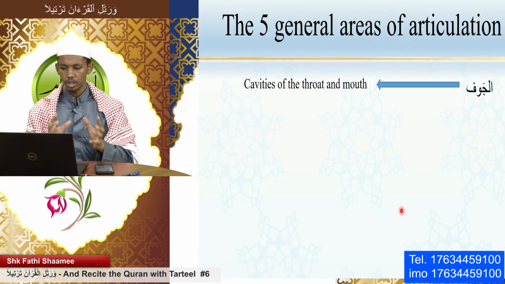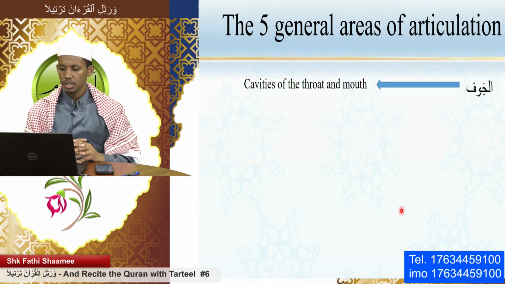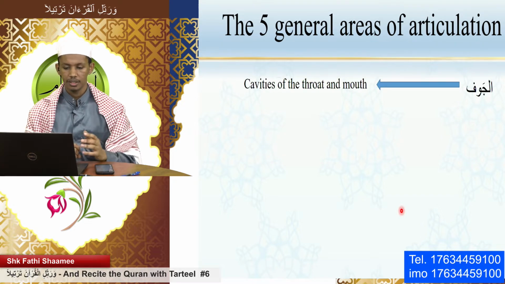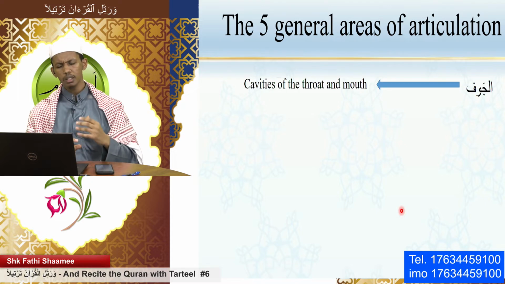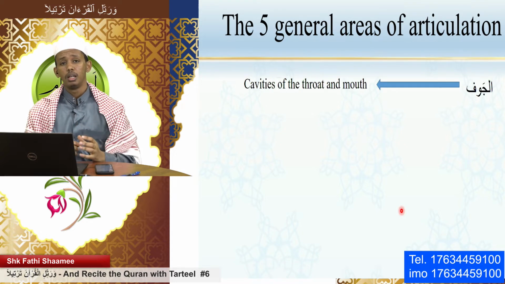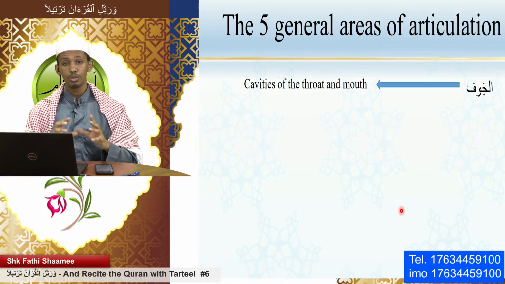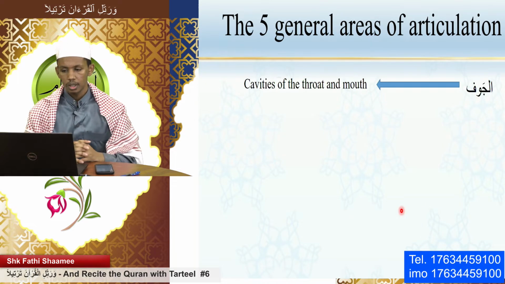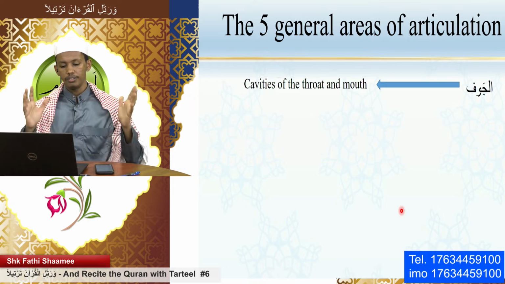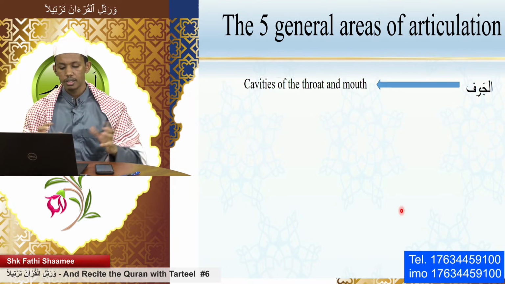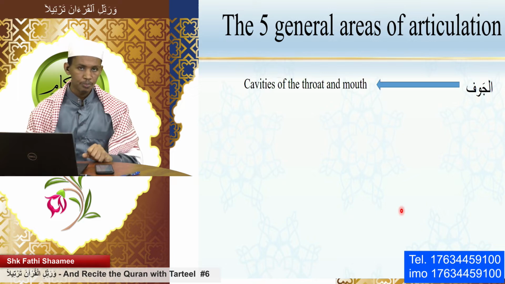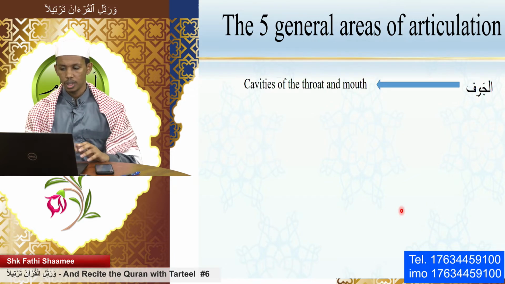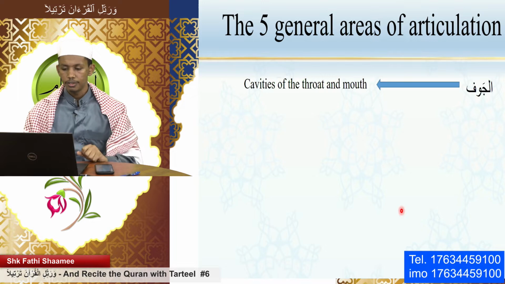So the first area of articulation is called al-jawf. Al-jawf, and what this means is this is the cavities of the throat and mouth. Basically, the empty space in your mouth as well as your throat. And we will see an image after this slide that will hopefully, inshallah ta'ala, make it clear. So al-jawf is one general area of articulation. So there are 5 general areas that include within them multiple makharij. So al-jawf is one of 5.